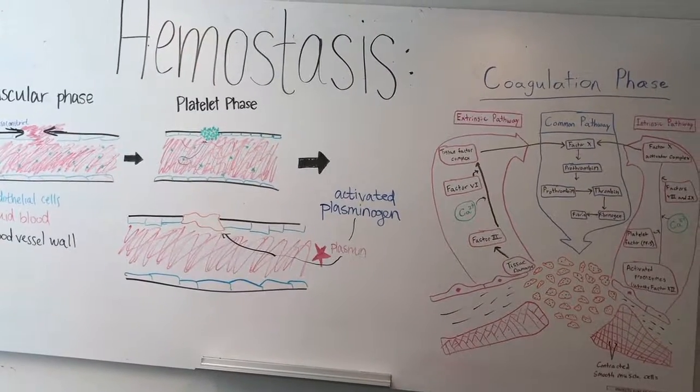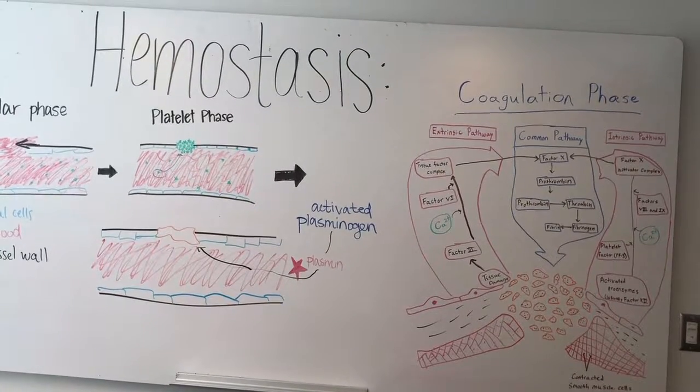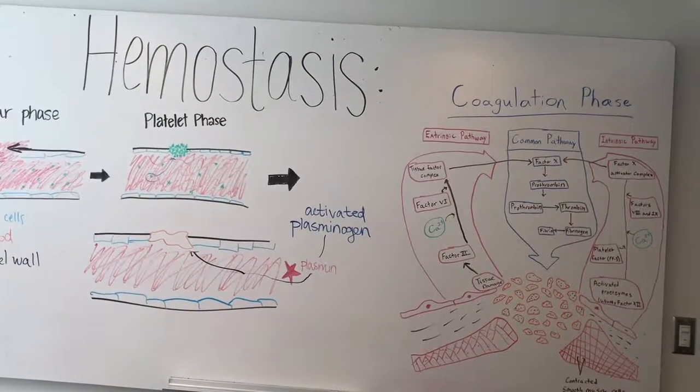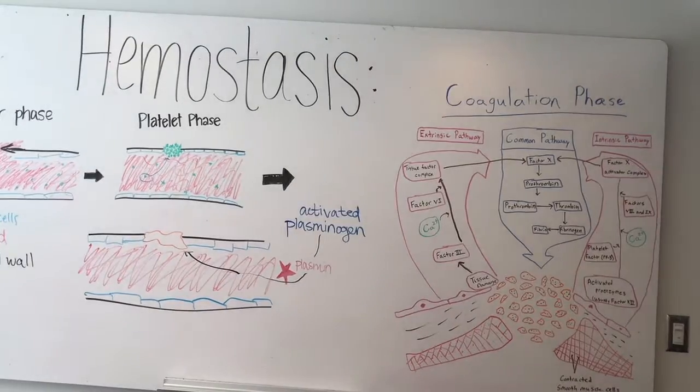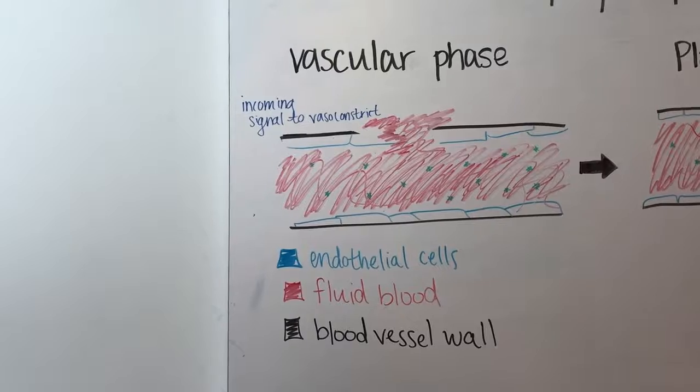Hemostasis is the process in which our bodies form blood clots in the walls of damaged blood vessels. This process is important for preventing large amounts of blood loss and for maintaining blood composition within the cardiovascular system. The first step in the hemostasis process is the vascular phase.